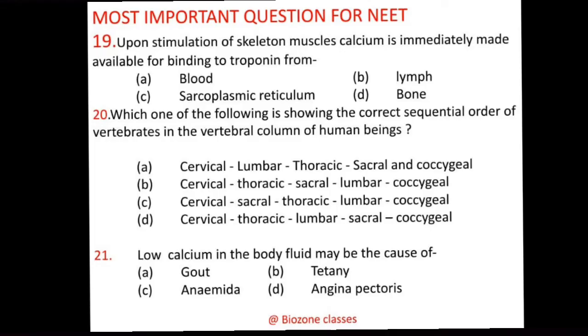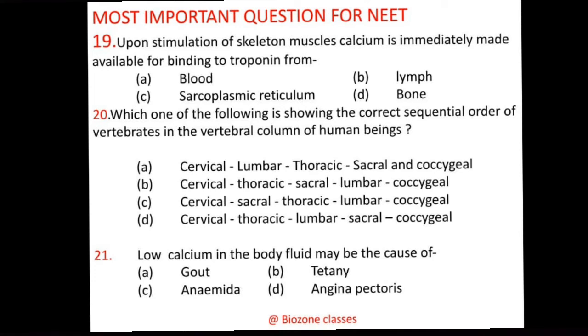After that, we come towards question number 19. Upon stimulation of skeletal muscle, calcium is immediately made available for binding to troponin from A. Blood, B. Lymph, C. Sarcoplasmic reticulum, and D. Bone. So the correct option, you remember, is C, that is sarcoplasmic reticulum.